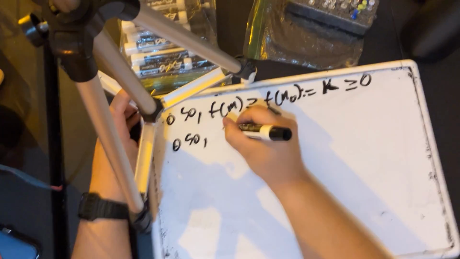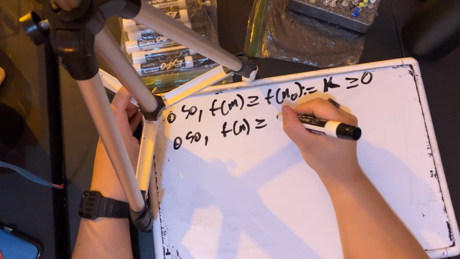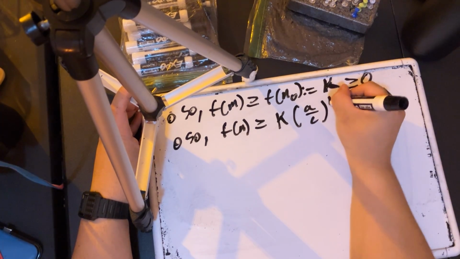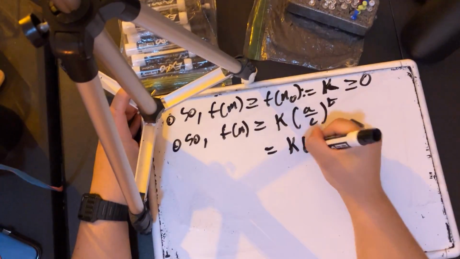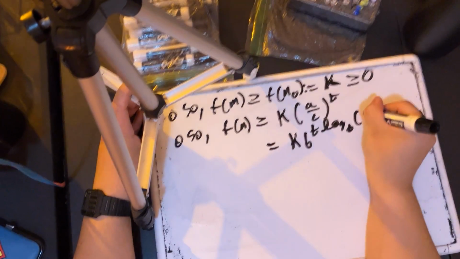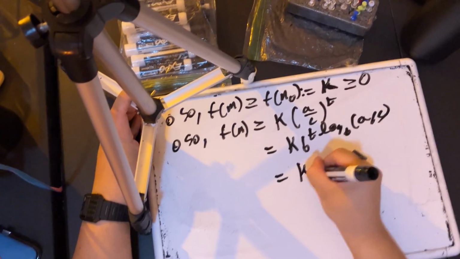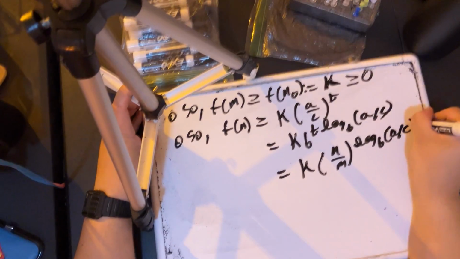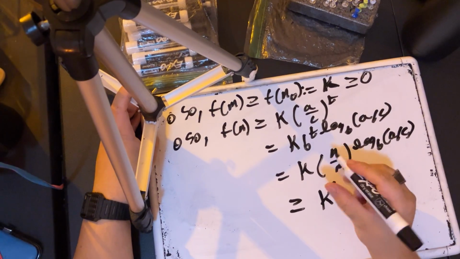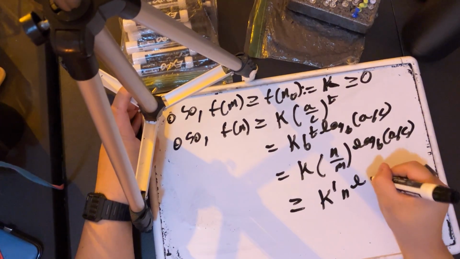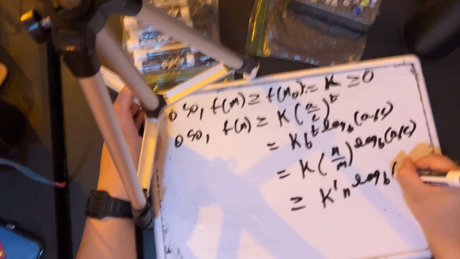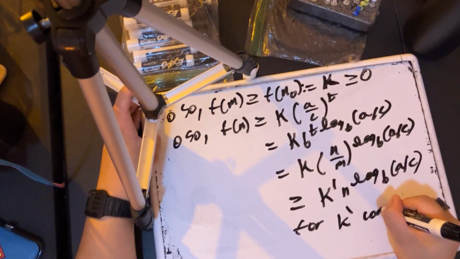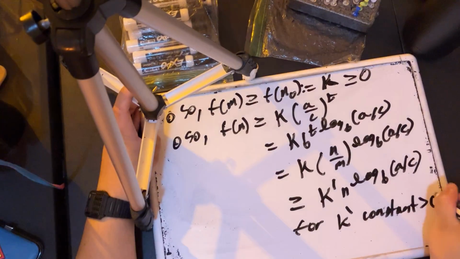So f of n is greater than or equal to k times a over c to the t, and this is equal to k times b to the t log base b of a over c, and this is equal to k times open parentheses n over m close parentheses to the log base b of a over c, which is in fact greater than or equal to some k prime, which we'll define a little more explicitly, n log base b of a over c, for k prime constant greater than or equal to 0.